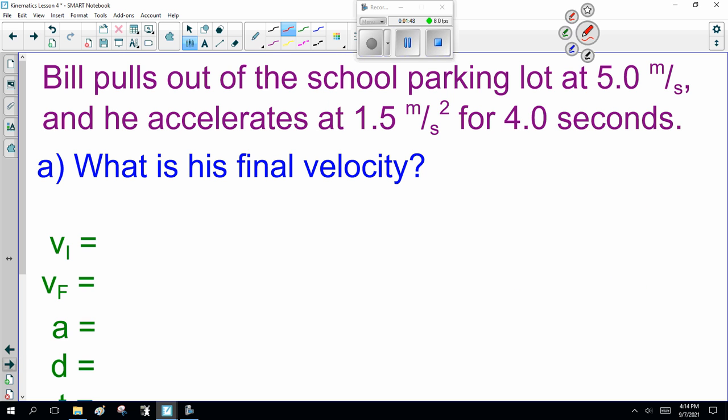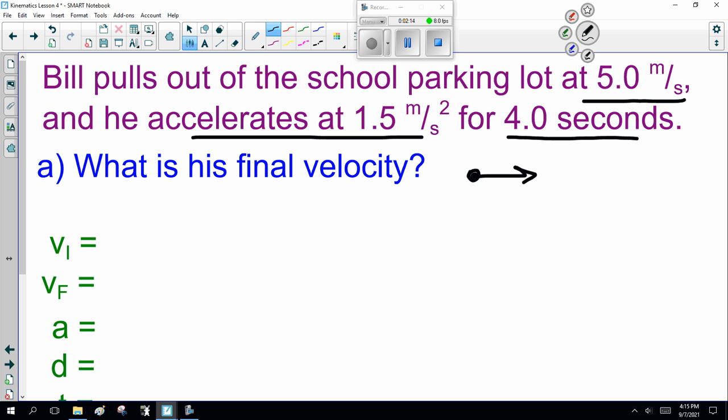I'll come back to the other bits in a minute. I want to use this equation in a question while it's still fresh in your mind. Bill pulls out of the school parking lot at 5 meters a second, and he accelerates at 1.5 meters a second squared for 4 seconds. What's his final velocity? First thing we have to do is read the question, highlight or underline the important stuff: accelerates, 4 seconds, parking lot, pulls out. Second, draw a picture. There he is, pulling out of the parking lot. That's my picture.